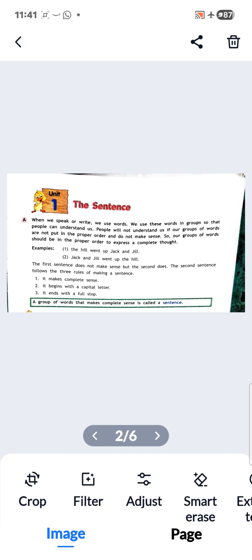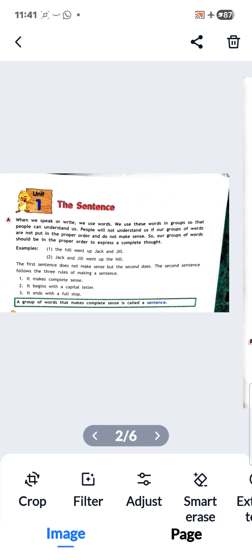So this is the rule to frame a sentence: first, the group of words are in proper order, which are giving the complete sense or the complete meaning. The next one is it always begins with a capital letter and it ends with a full stop, question mark or exclamatory sign. So you all have to do the practice of this one.